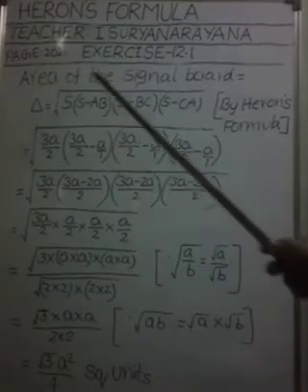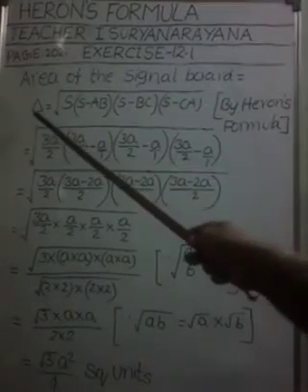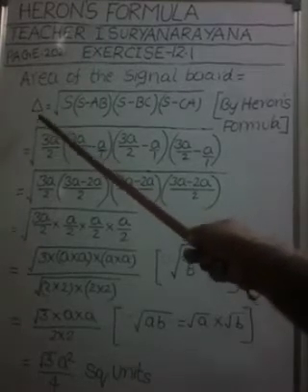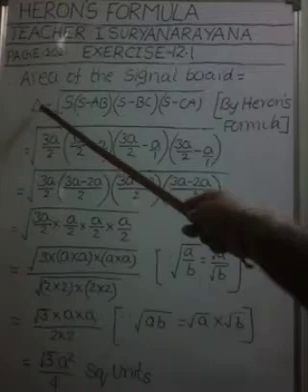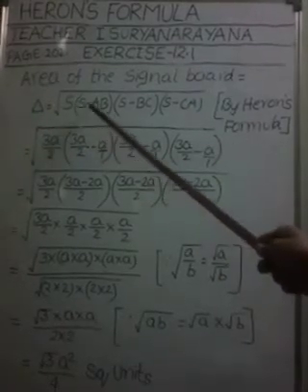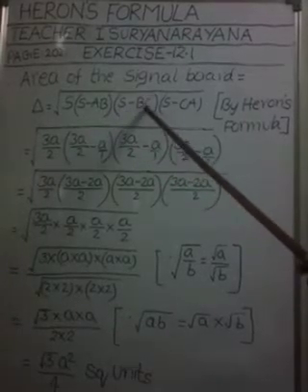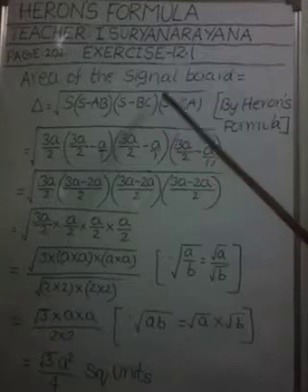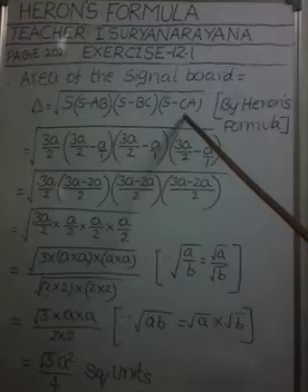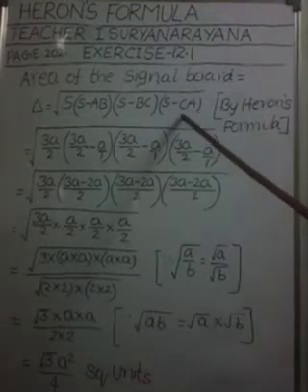Therefore, area of the signal board is equal to delta. Delta denotes the area of the triangle. Okay, my children, remember this symbol. Delta is equal to square root of s into (s minus AB), meaning the first side of the triangle, into (s minus BC), the second side of the triangle, into (s minus CA), the third side of the triangle. By Heron's formula, we wrote this step. Understood this step, my children?